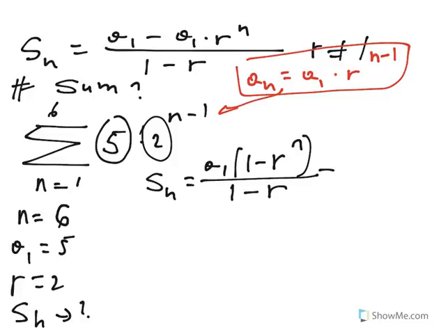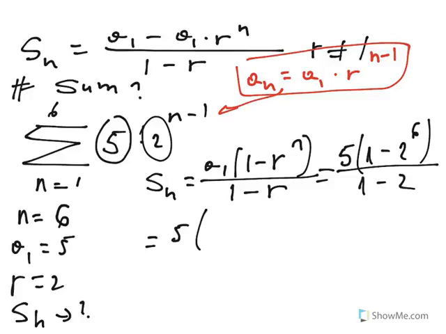And we simply have to substitute here, so we have 5 times 1 minus 2 to the power of 6, divided by 1 minus 2. If you do the parentheses first, we are going to have 5 times negative 63 divided by negative 1. If you multiply 5 times negative 63 and divide by negative 1, the sum is going to be 315.